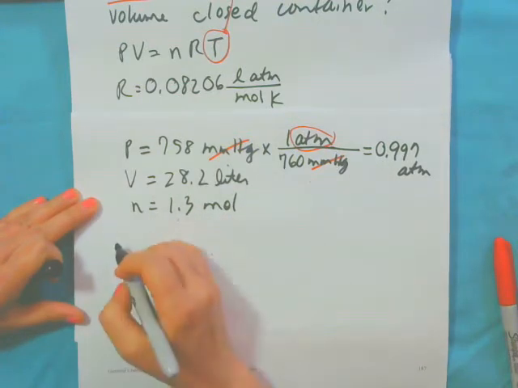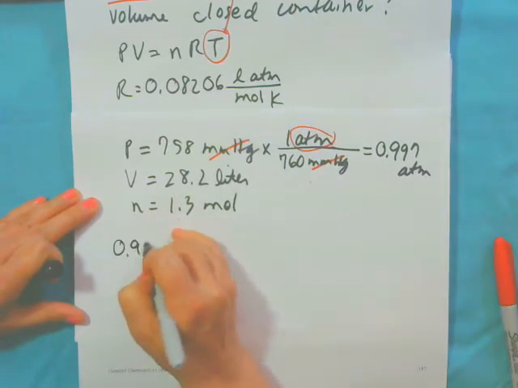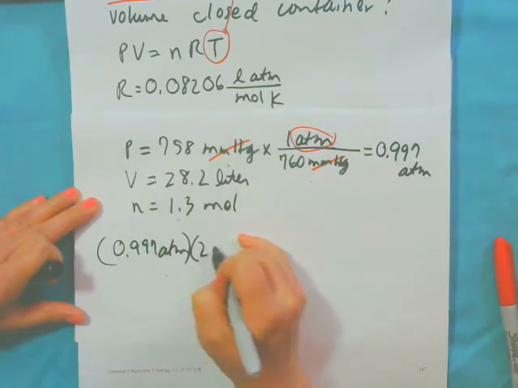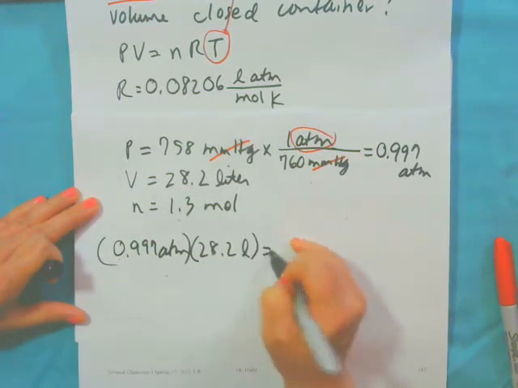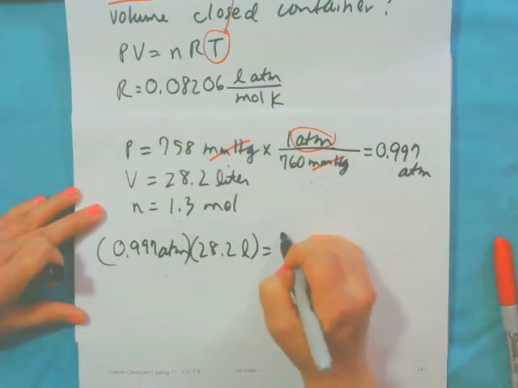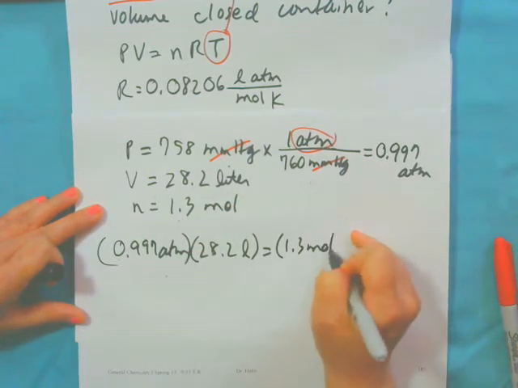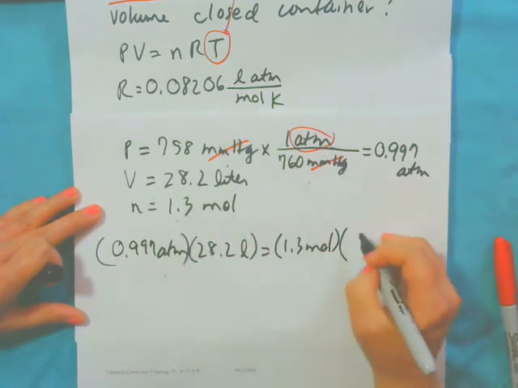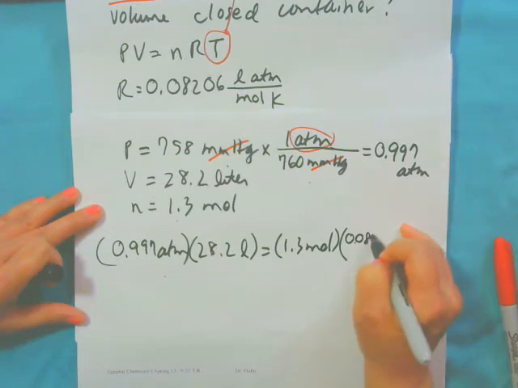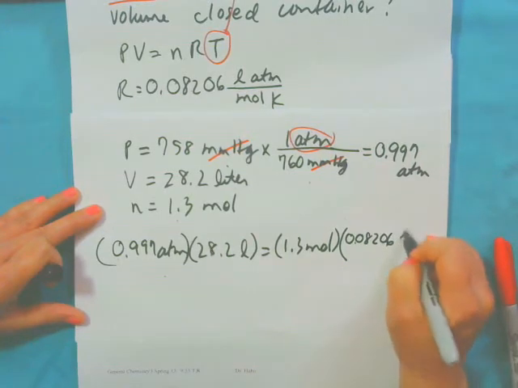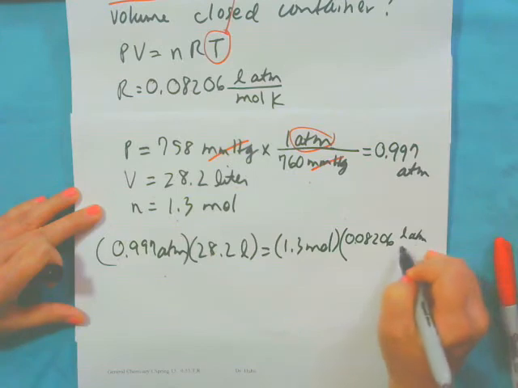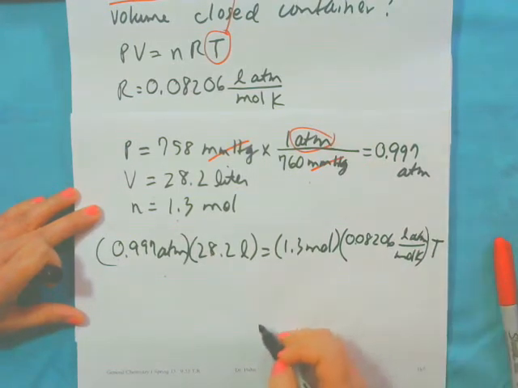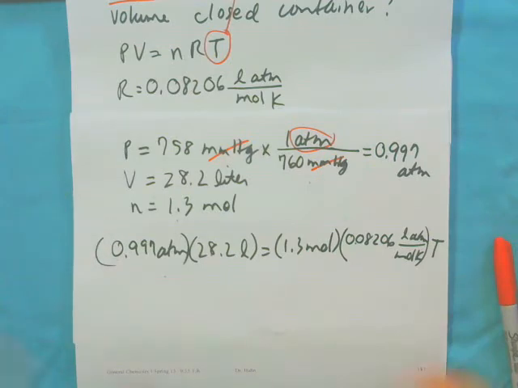So we're going to plug in P, so we're going to say 0.997 atmospheres, and then we have 28.2 liters. Our number of moles is 1.3 mole. I also suggest that you write all the units down. And then we have R, which is 0.08206 liter atmosphere per mole Kelvin. And then we have T, and we're solving for T.